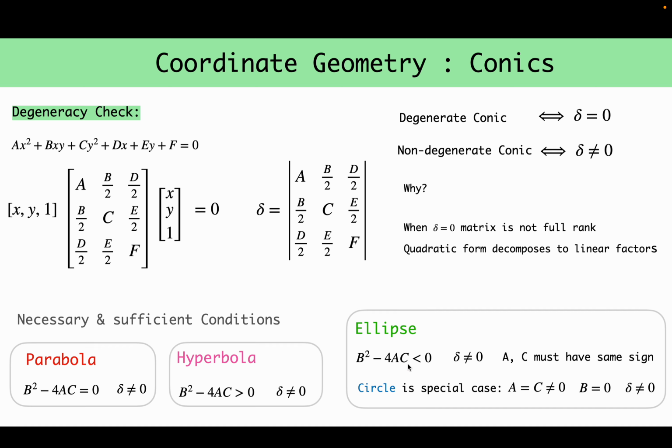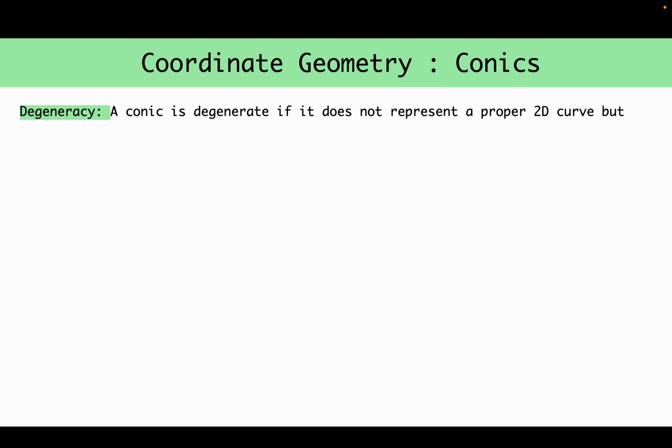And a circle is just a special case of an ellipse, where a equal to c and they both should not be equal to 0, and b should be equal to 0 and delta should not be equal to 0. So basically delta, this determinant not equal to 0, is going to determine whether a conic is going to form or not. So let's see more details of what is the importance of this delta.